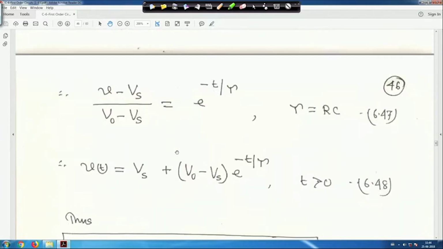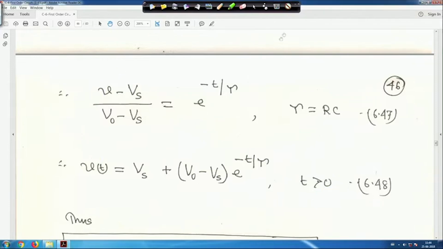Upon simplification, just cross multiply and simplify, you will get Vt. Up to this point I was not writing Vt, but now this v is replaced by Vt. It is a function of time, it is understandable to you. So, Vt is equal to Vs plus (V0 minus Vs) e to the power minus t by tau. Every time you have to write this for t greater than 0, right.